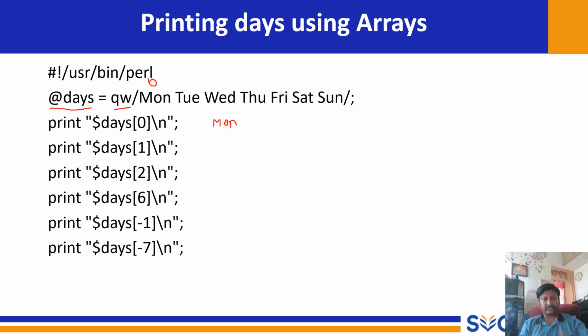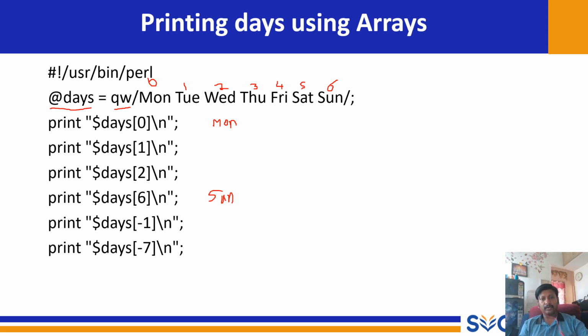If that is an output for the first statement, how about for $days[1]? Yes, you are right. Your guess is right. You get Tuesday. For $days[2], obviously Wednesday. How about $days[6]? So you check it: 0, 1, 2, 3, 4, 5, 6. So you get an output here like Sunday. No doubt in that. If this is Sunday, how about $days[-1]?